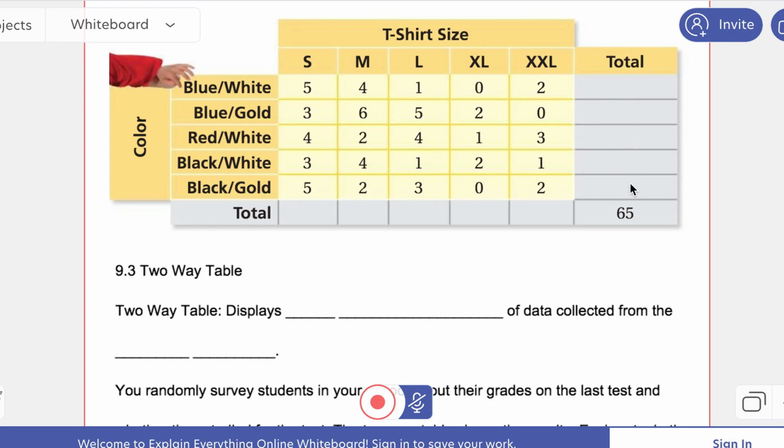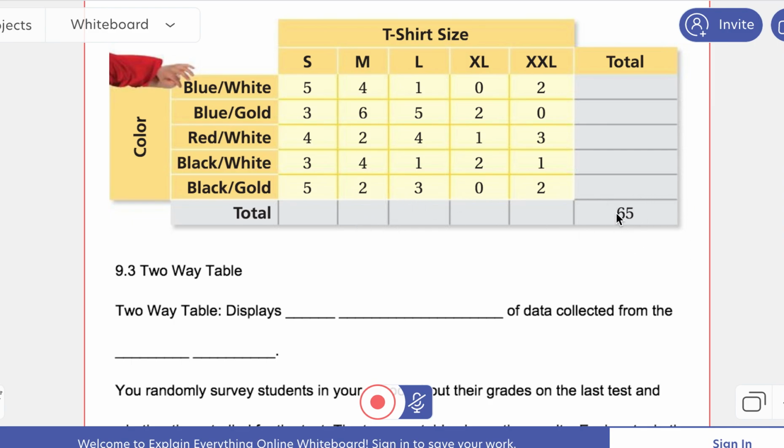So here's all of the category totals. This is the total of blue and gold people who ordered. This is the total of red and white people who ordered. And if I look down here, what do you think these totals are representing? Well, this total represents how many smalls were ordered completely, how many mediums were ordered in total. And so it really gives you a lot of information.